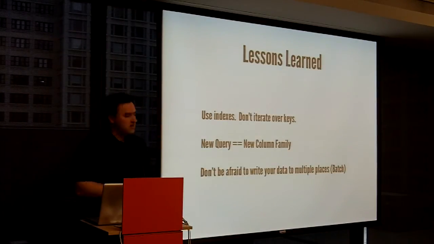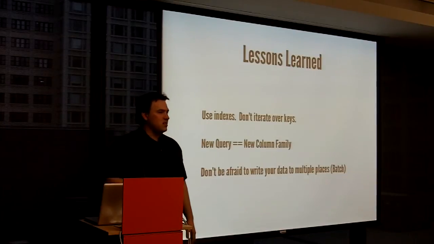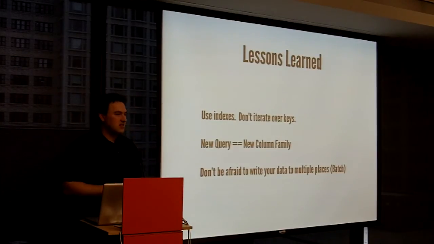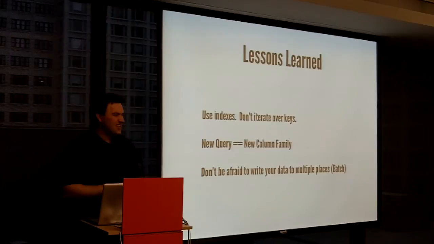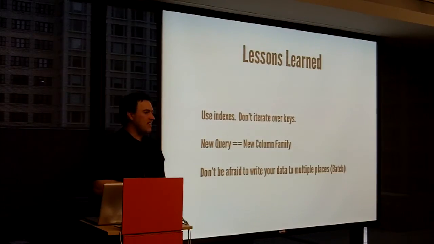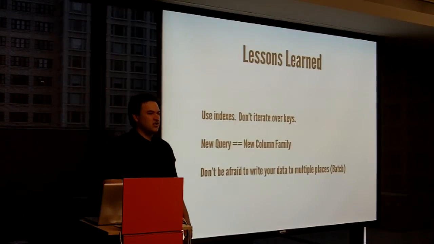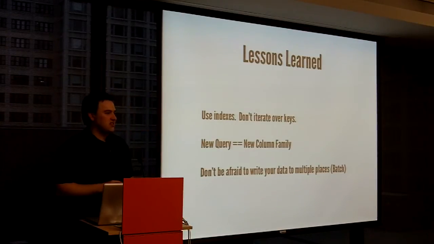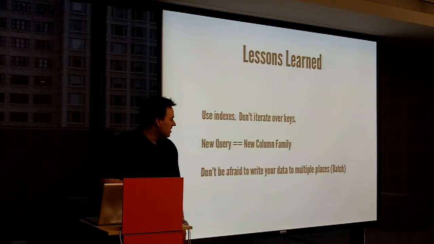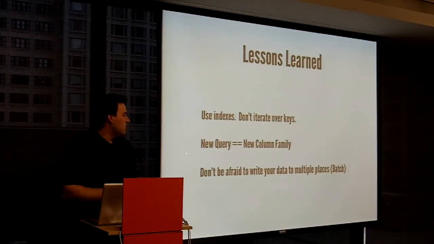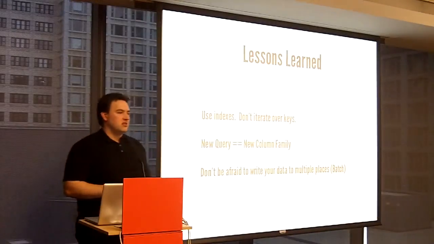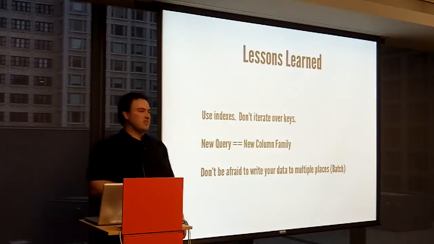So some lessons learned that I've had with using Cassandra over the last year and a half. Use indexes. Don't iterate over the keys in your database, because that's just going to be slow. We had some data that we thought, this isn't going to be so big. We'll just run through it and do it. Unless you're doing a map reduce operation across it, make an index. The other thing is, if you have a new query, you're probably going to want to think of a new column family to put your data in, so that you can access that by key.